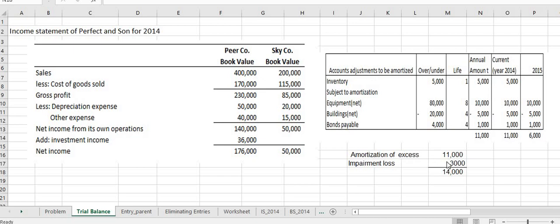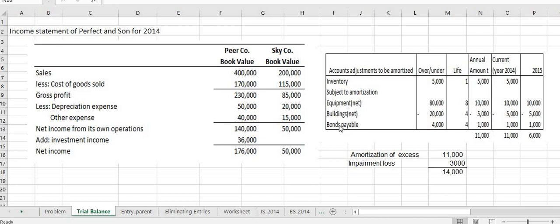So, di ba? We have amortization of excess of 11,000. This is composed of the inventory, which is undervalued by 5,000. Therefore, the cost of goods sold is understated also. And then the equipment is undervalued by 80,000. Divide by 8 years as useful life, so we have 10,000 understated depreciation expense. The building is overvalued by 20,000, so divide by 4. Therefore, our depreciation expense is overvalued by 5,000. So it's actually a 5,000 net understatement of our depreciation expense.